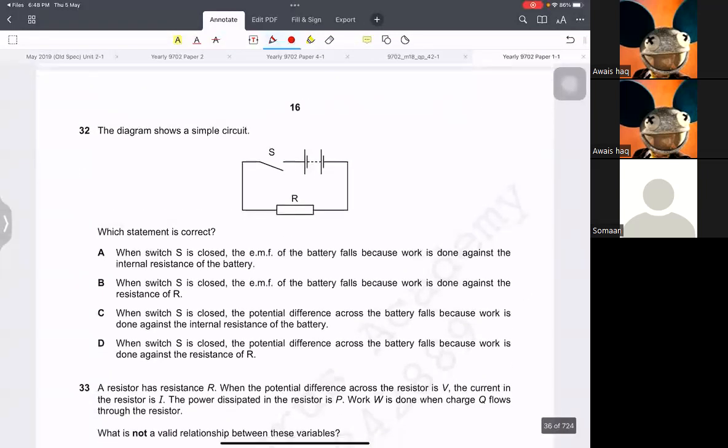Okay. Which statement is correct? When the switch S is closed, the EMF of the battery falls because work is done against the internal resistance of the battery. EMF never falls. Terminal potential difference falls. When switch S is closed, the potential difference across the battery falls. This is correct, because the terminal potential would fall, not the EMF. Because work is done against the internal resistance, not resistance R. It's not about this, it's about the internal resistance only.